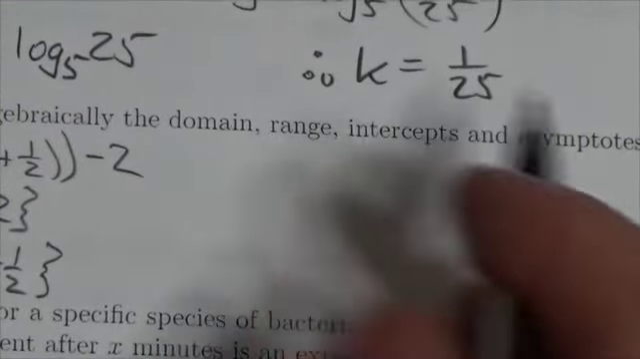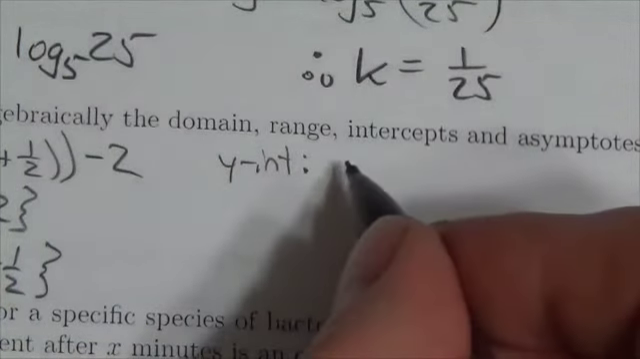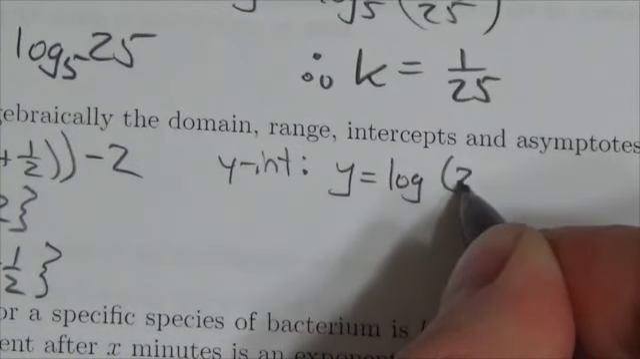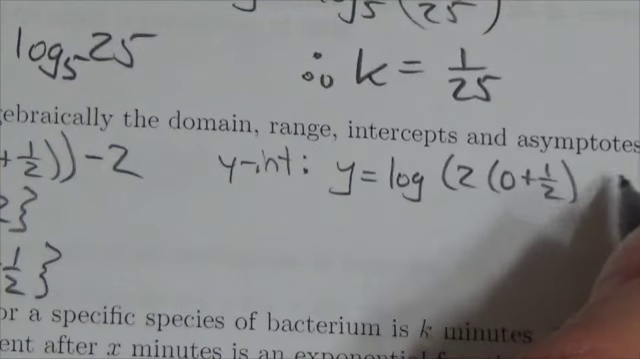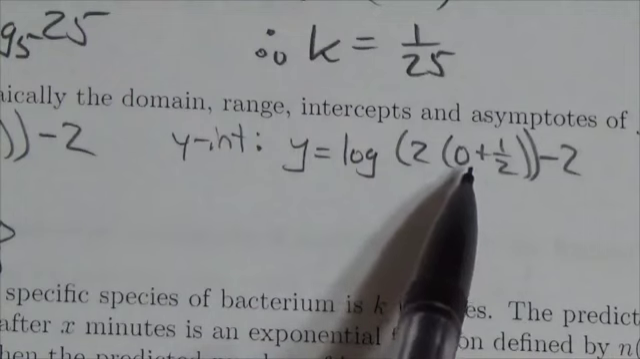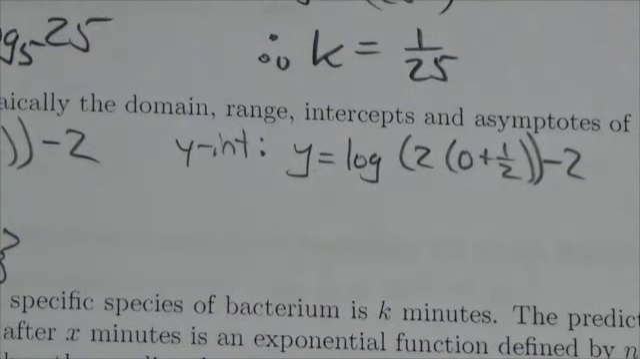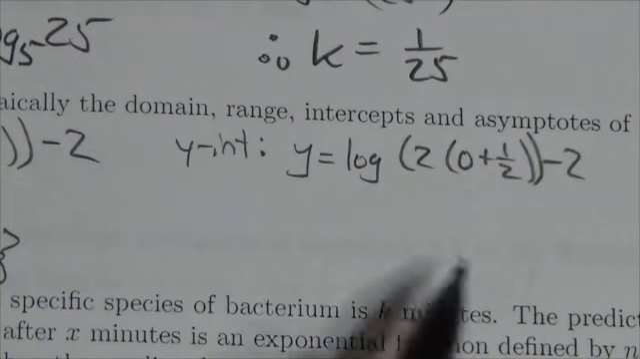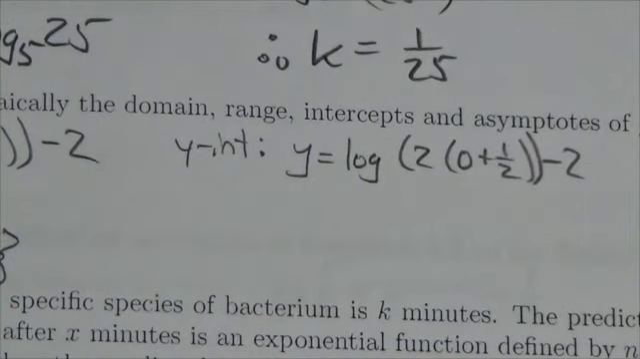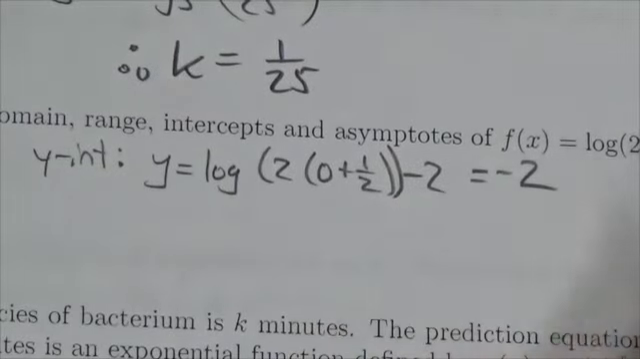Now, the intercepts. Let's do the y-intercept first, because that's the easiest one. All I have to do is make x equal to 0. 0 plus 1/2 is 1/2, and 2 times 1/2 is 1. The reason I'm hesitating is, what's the log of 1? The log of 1 is just 0. So this whole thing collapses and I'm just left with -2. So the y-intercept is -2.